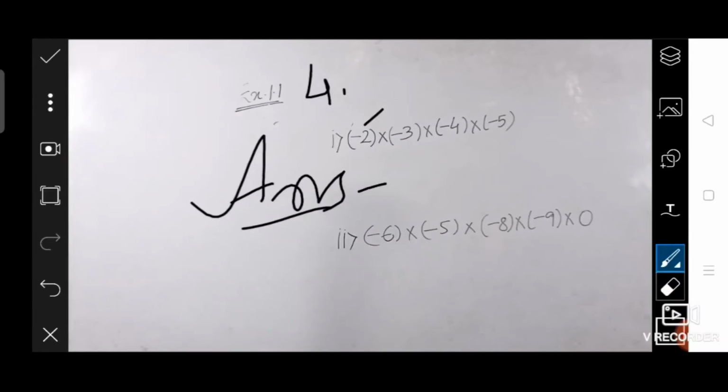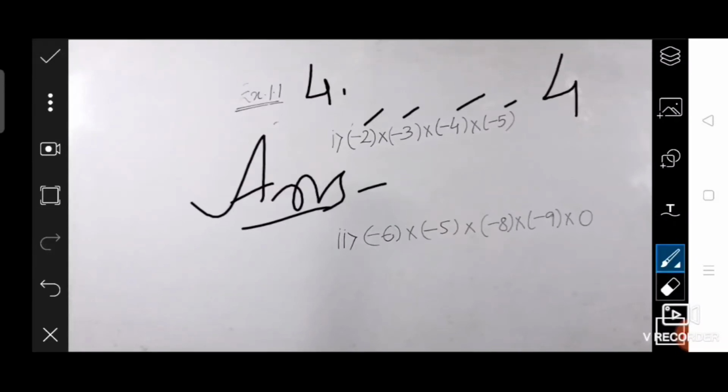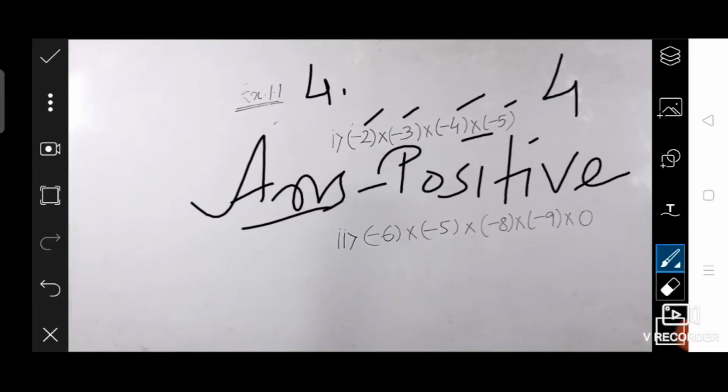So in this problem, students, you see how many negative numbers are there? 1, 2, 3, 4. 4 negative numbers. And what is 4? 4 is an even number. So then what will be the answer? The answer will be positive. P-O-S-I-T-I-V-E. Positive, right? Okay.